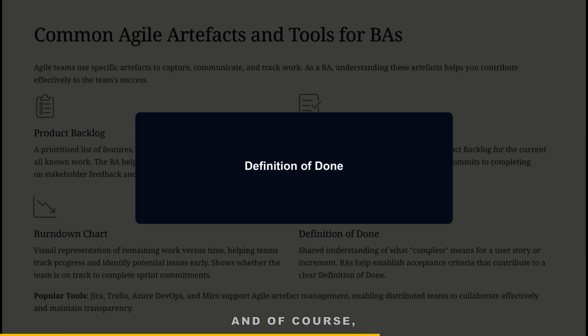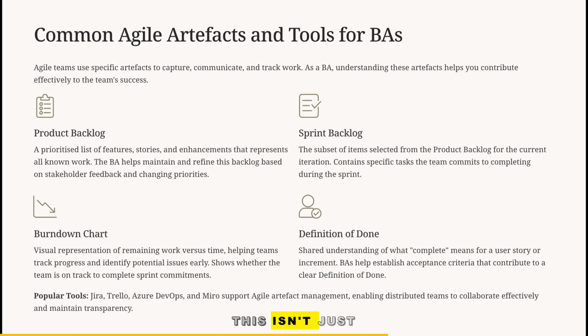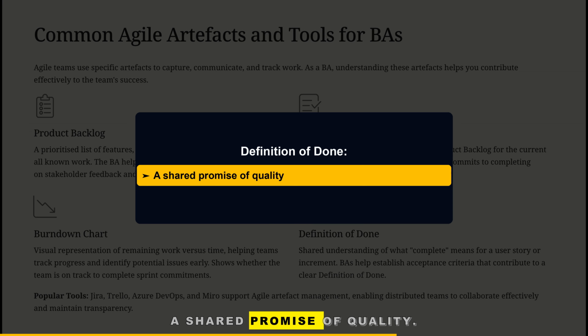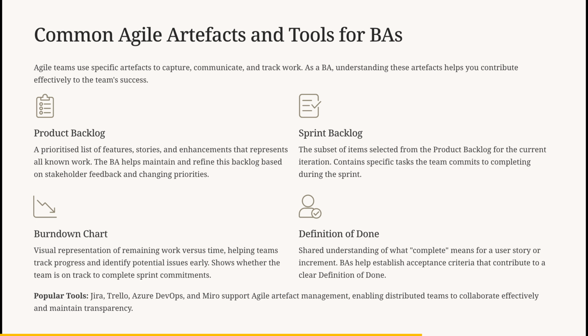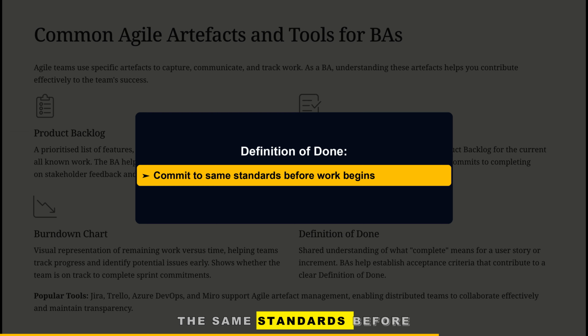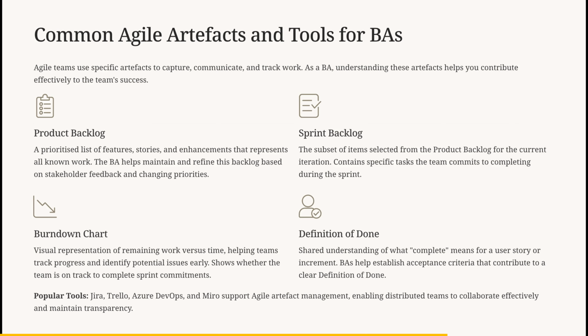And of course, the definition of done. This isn't just a checklist, it's a shared promise of quality. When the whole team agrees on what done means, it eliminates confusion later. You can think of it like a team handshake. Everyone commits to the same standards before the work begins.